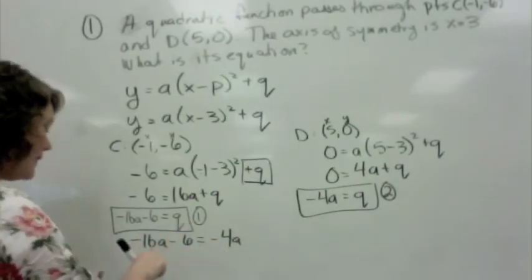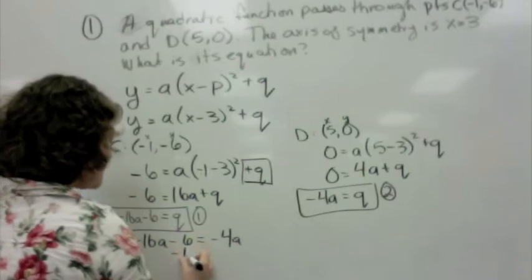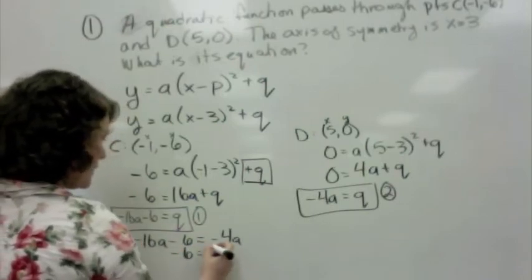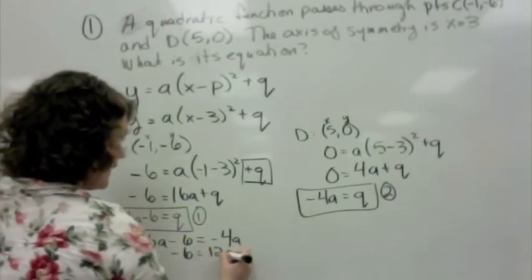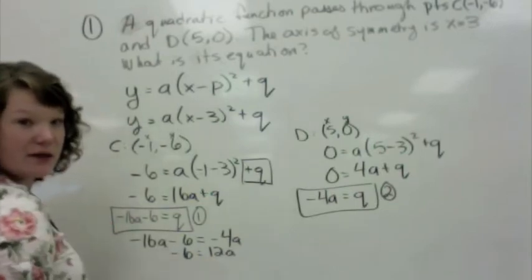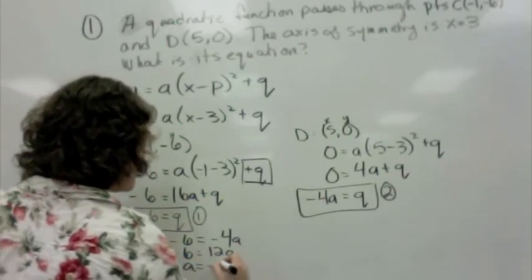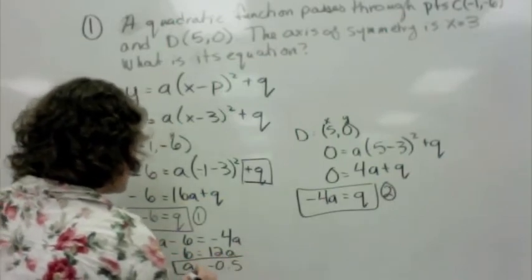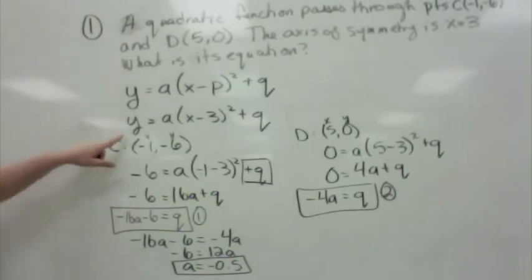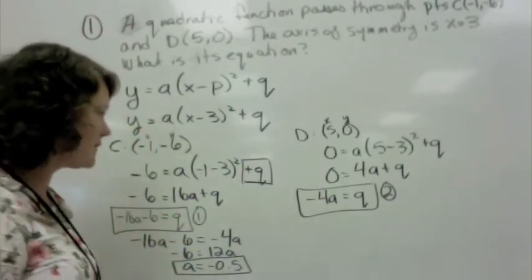So I'm going to add 16a to both sides. So we have negative 6 equals 12a. I'm going to divide both sides by 12. So we're going to have a equals negative 0.5. This is something important. Guess what? We can substitute that in when the time comes.